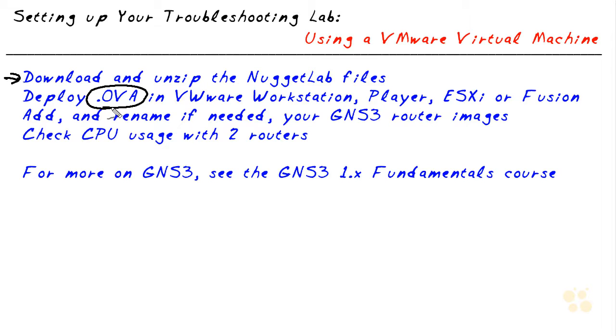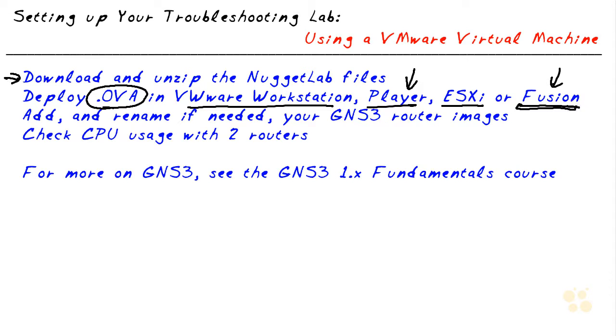So with that OVA file downloaded and on your local computer, you could then launch it as part of VMware's Workstation, VMware Player. You could run it on ESXi, either on a standalone ESXi host or an ESXi host that is participating as part of vSphere. Or if you're on a Macintosh, you could use the VMware Fusion to launch this virtual machine.